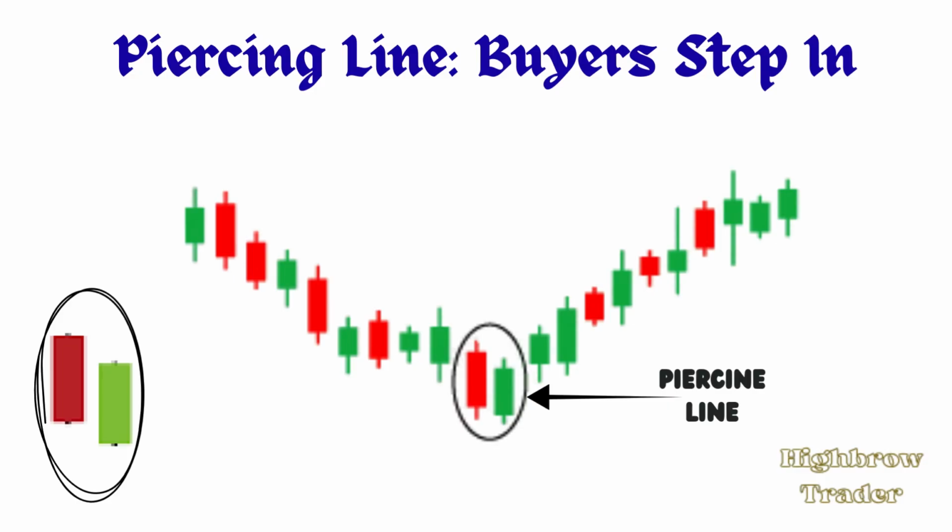The piercing line is a bullish reversal pattern that forms after a downtrend. The first candle is bearish, and the second opens below the first's low but closes above its midpoint, indicating strong buying interest. Look at the chart below. Observe how the second candle closes above the midpoint of the first, suggesting a potential shift to the upside.